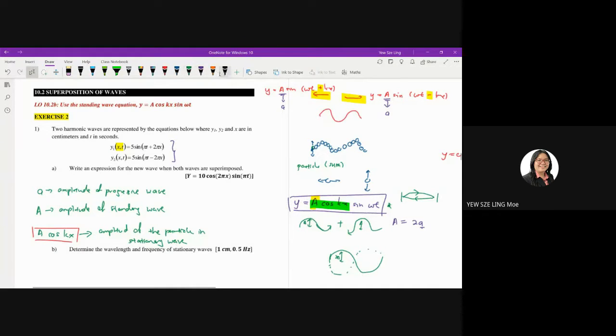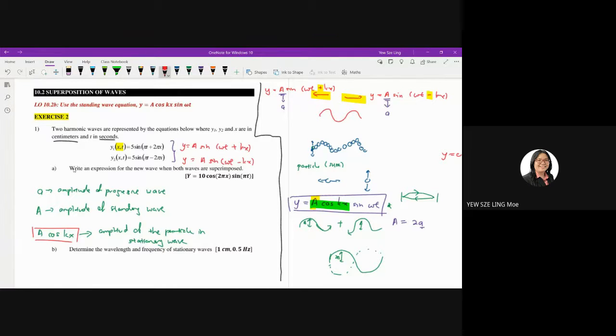All right, now let's go back to the questions. Let me draw a line first. Question 1 gives you two harmonic waves represented by the equations below, where y1, y2 and x are all in cm, and t is in seconds. If you look at these two equations, they are progressive wave equations, because by just looking at the format, they come from y equals A sine omega t plus kx, and y equals A sine omega t minus kx. So you are given two progressive wave equations.